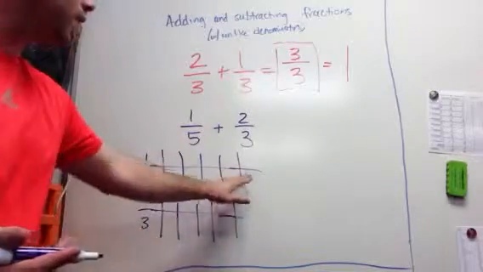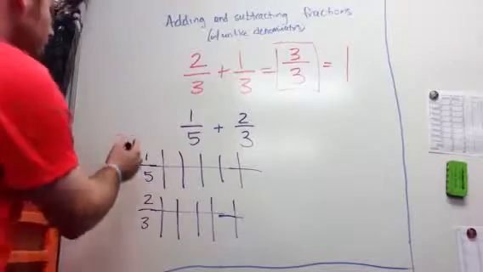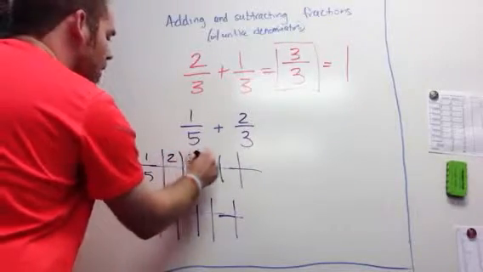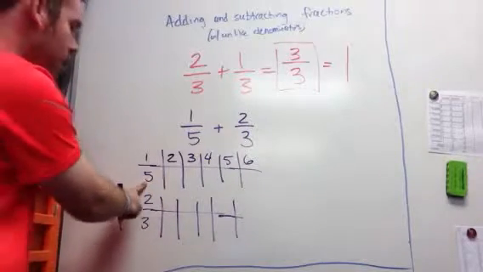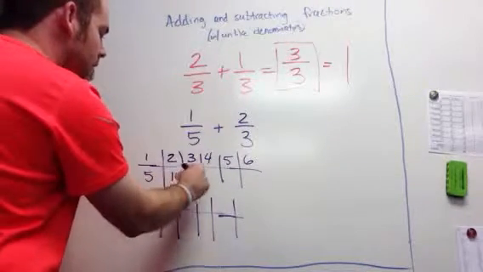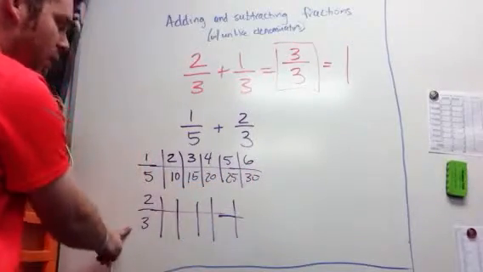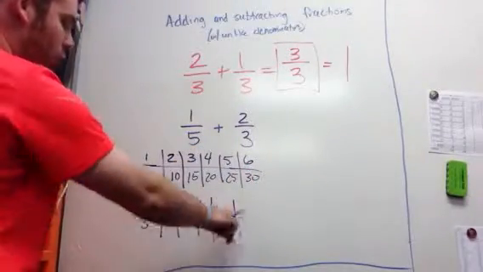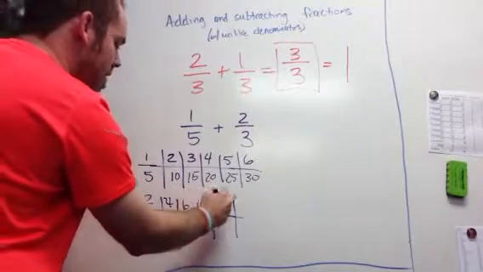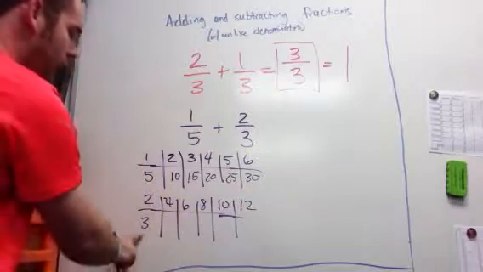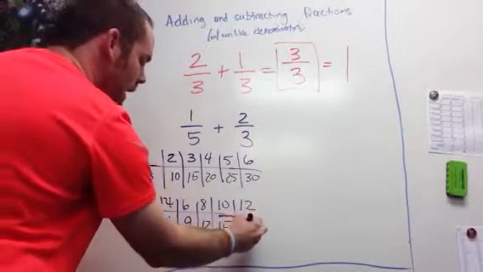So when we do our equivalency table, we start with our numerator and we find all the multiples of our numerator. 1, 2, 3, 4, 5, 6. And now we do the multiples of our denominator. 5, 10, 15, 20, 25, 30. We do the exact same thing with the second fraction to do an equivalency chart for that. 2, 4, 6, 8, 10, 12, and 3, 6, 9, 12, 15, 18.